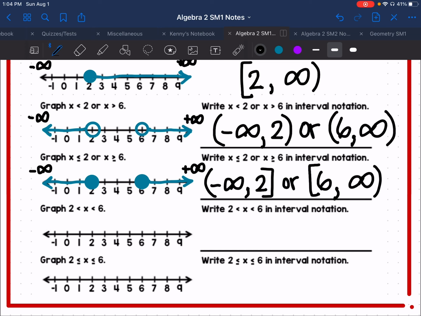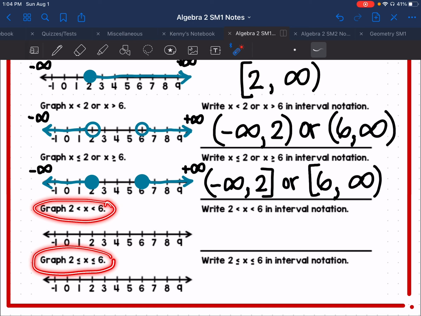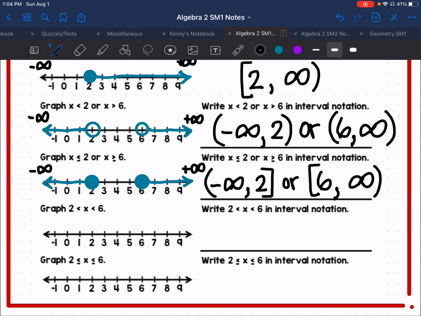Let's take a look at these last two. Notice in these last two graphs that there is not the word "or", and that there's just one, what is called a compound inequality. For these ones, you will always see the less than symbol, or as in the second one, the less than or equal to symbol. This means I'm going to shade in between the two numbers that are given to me in the compound inequality. So I have the number 2 and I have the number 6.